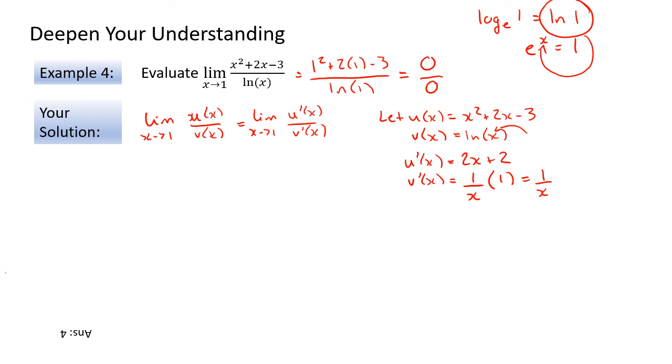If I substitute these values in, we get the limit as x approaches 1 of 2x plus 2 divided by 1 divided by x. If we substitute in 1, we get 2 times 1 plus 2 divided by 1 divided by 1. So 1 divided by 1 is simply 1, and in the numerator, 2 plus 2 is 4. So we're left with 4 divided by 1, or just 4. So this is one that's using ln.